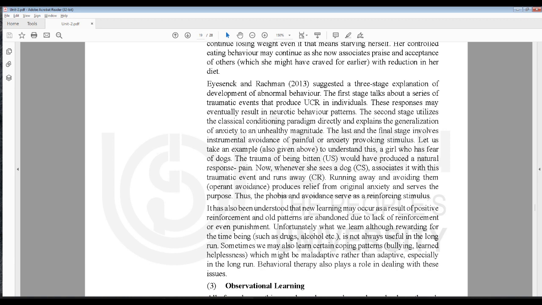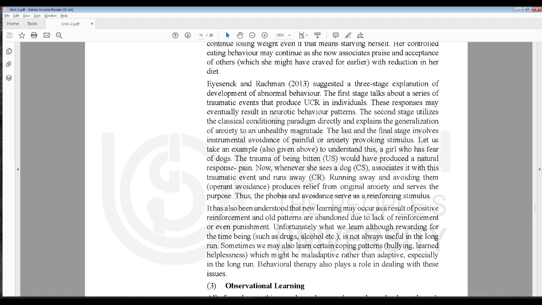It has also been understood that new learning may occur as a result of positive reinforcement, and old patterns are abandoned due to lack of reinforcement or even punishment. Unfortunately, what we learn, although rewarding for the time being, such as drugs, alcohol, etc., is not always useful in the long run. Sometimes we may also learn certain coping patterns, bullying, learned helplessness, which might be maladaptive rather than adaptive, especially in the long run. Behavioral therapy also plays a role in dealing with these issues.